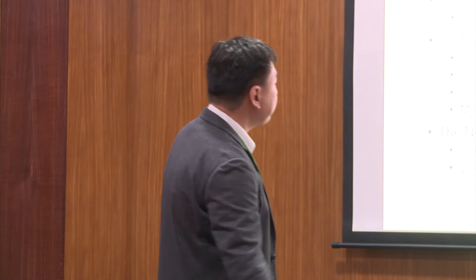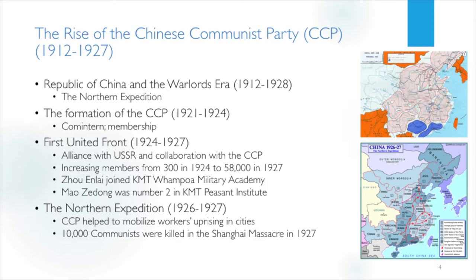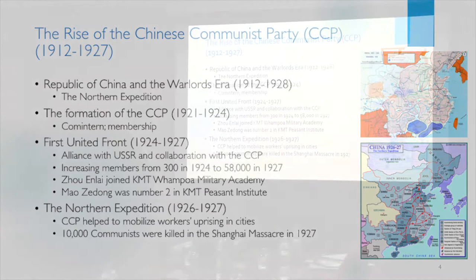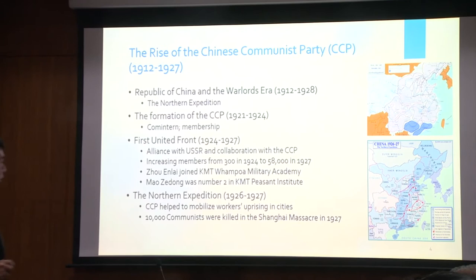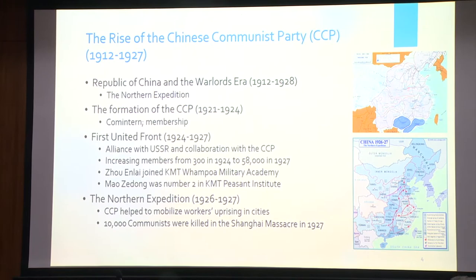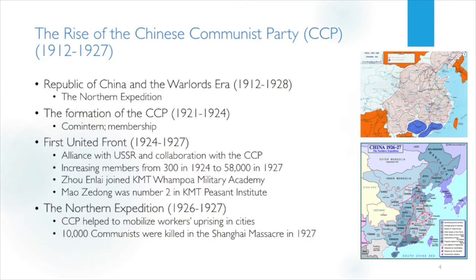So let's move on a bit. The Chinese Communist Party arose in the period around 1912 to 1920 because of the internal chaos in China. On the right hand side here is a map of China. You have different red circles and you have two blue circles. On the map here, the two blue circles represent the Nationalist Party.